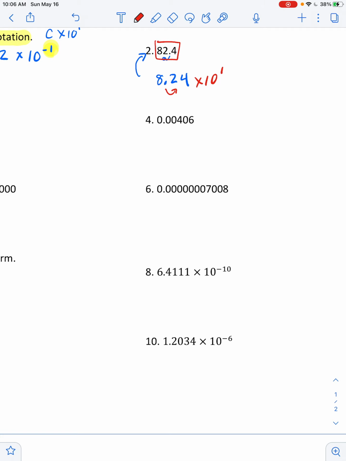Here I can see I have a small decimal, and I'm going to be putting my decimal over here. So I'll have my 4.06. That way I have my one digit in front of the decimal. But to make it look like it used to, I would have to go 1, 2, 3 to the left. So I end up with 10 to the negative 3.